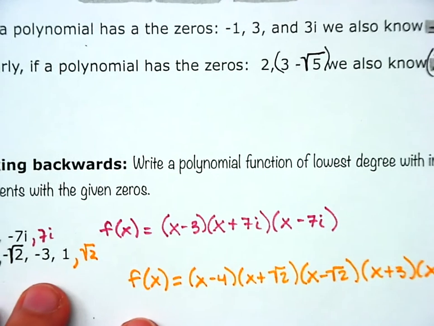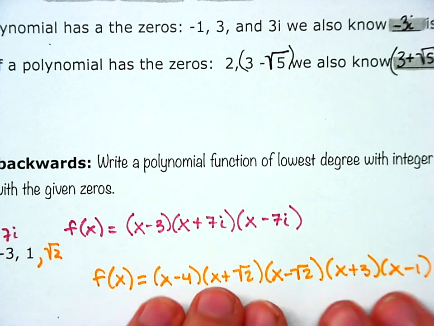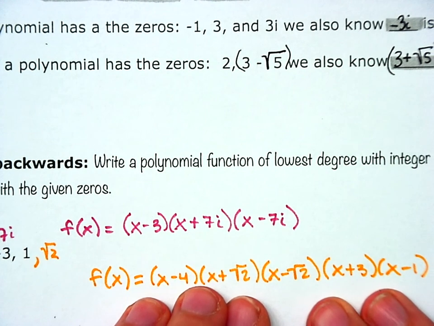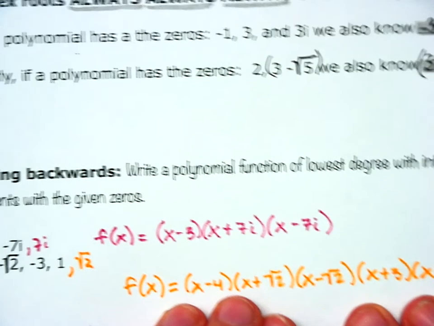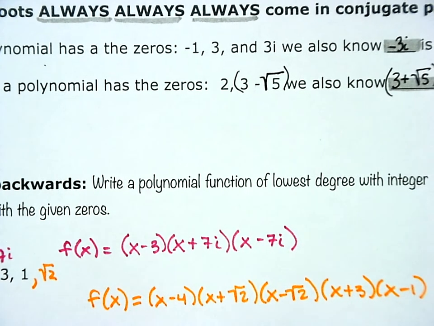So really, really important that you can either look at factored forms of polynomials and state what the zeros are, or go the opposite direction. Look at the zeros and state what the factors are. So really important to go both directions.